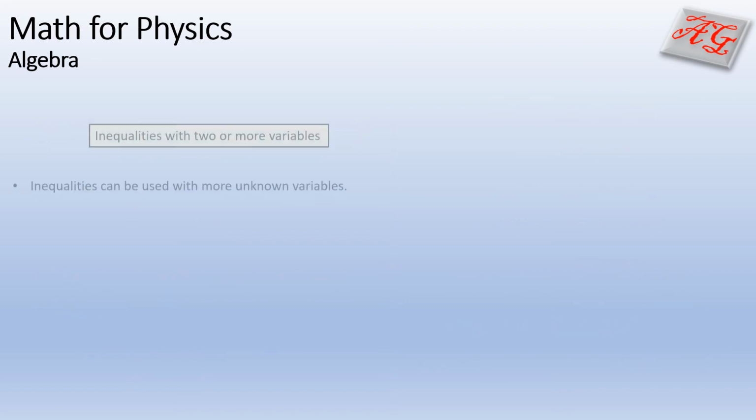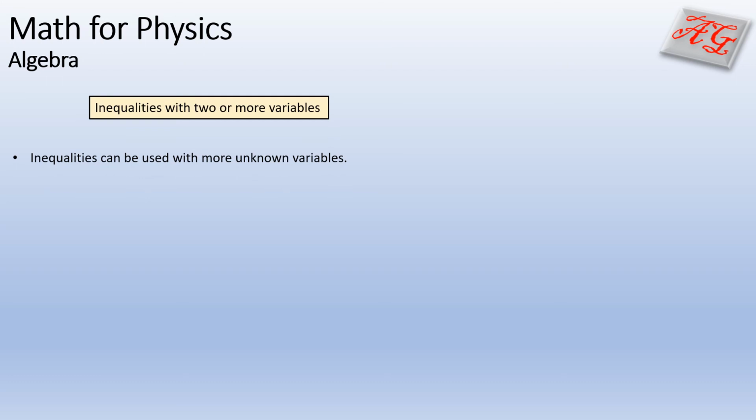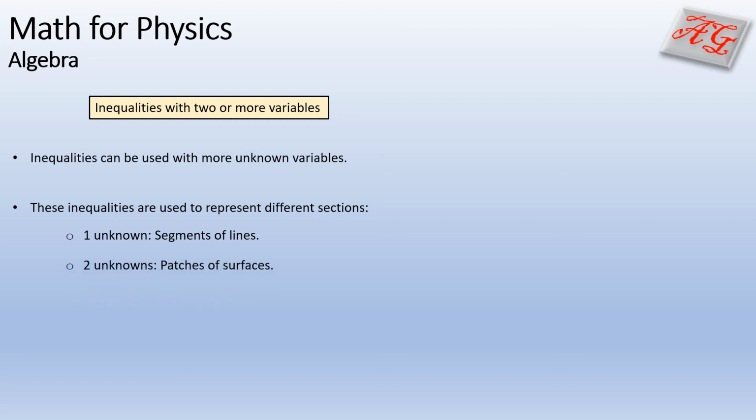Finally, I just want to make a few remarks about inequalities with one or more variables and their meaning, with a few examples of inequalities with two unknowns. Inequalities with one or more unknown variables are useful to represent different sections. Inequalities of one variable are used to represent segments of lines. Inequalities of two variables represent patches of surfaces. Inequalities of three or more unknowns represent chunks of volumes. And inequalities of four or more variables represent pieces of hypervolumes.